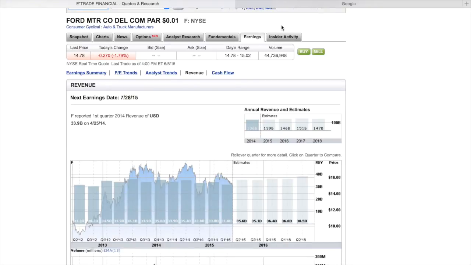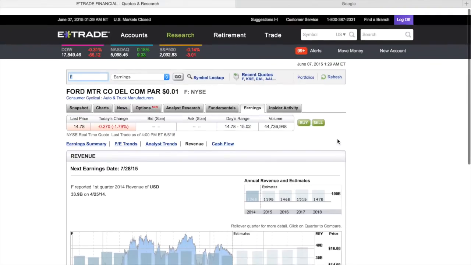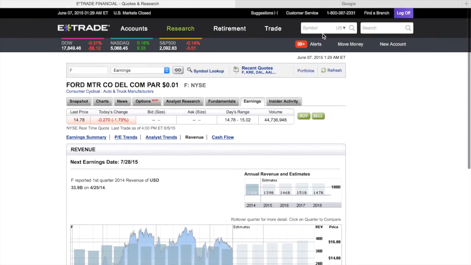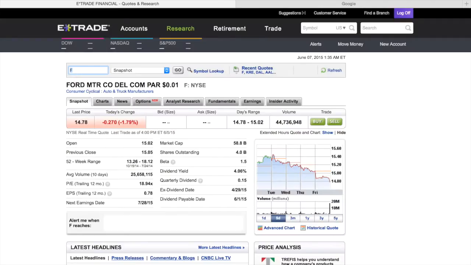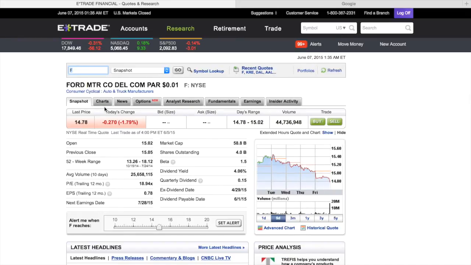So here you are, right? If you have E*TRADE, I have E*TRADE pulled up, and I'm just going to pull up a company. I had Ford pulled up. So when you log into E*TRADE, you go to Ford. The stock symbol is F, so I just typed in the F up here, and Ford pulled up. When you pull up any stock, this works for any stock, Ford, Verizon. I just pulled up Ford for example, right?